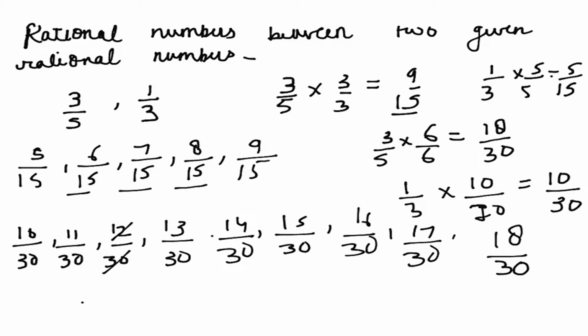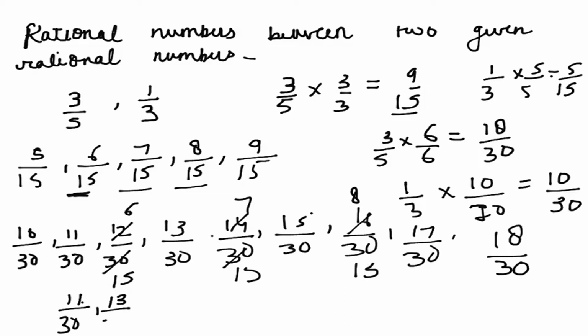Here I know it can be reduced to 6 by 15, which is the same as what we got over here. Then 14 by 30 is the same as 7 by 15, and 16 by 30 is the same as 8 by 15. The rest are not among those we found above: 11 by 30, 13 by 30, 15 by 30, and so on, 17 by 30. So all these are other rational numbers that we found between these two.